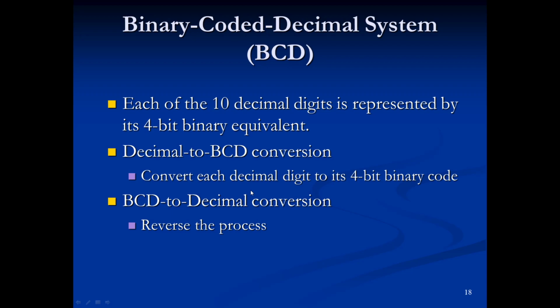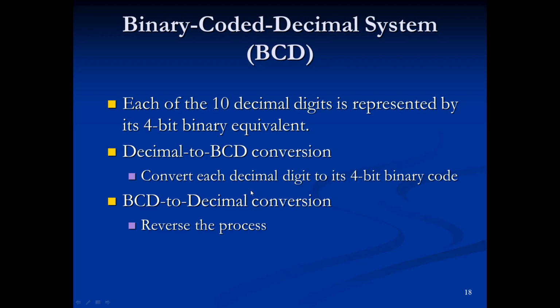So that takes us to BCD. This is the last system, binary coded decimal system. So think of BCD as like a hybrid of decimal and binary. Each of the 10 decimal digits, 0 through 9, is represented by its 4-bit binary equivalent, exactly 4 bits. So it's a little bit easier than decimal to binary, and you'll see why.